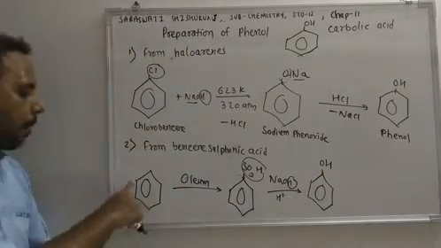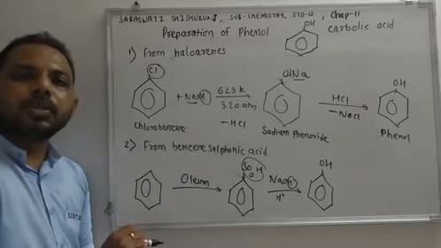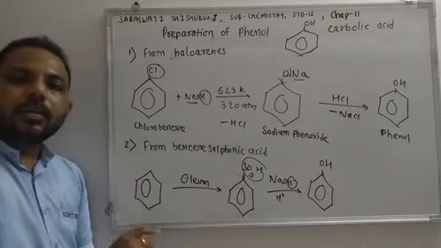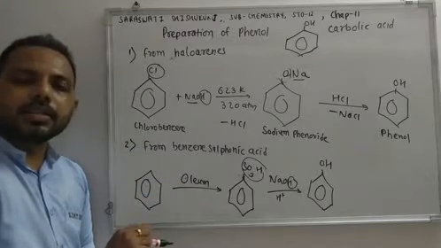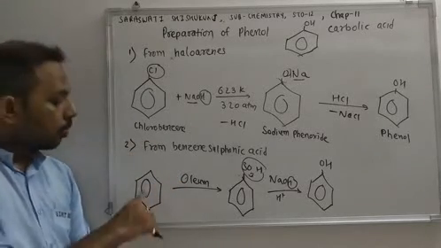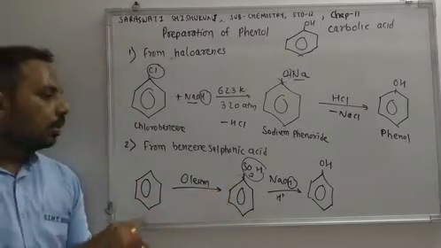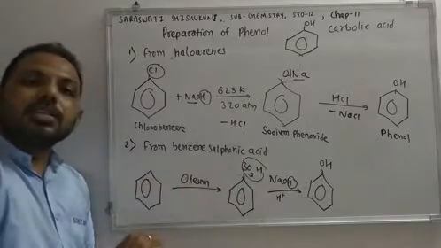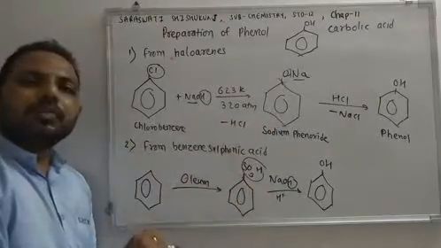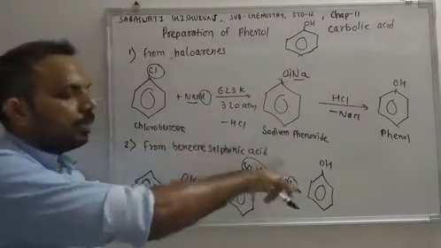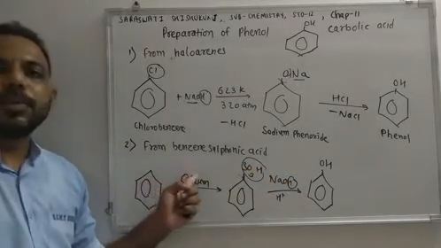Again, benzene reacts with oleum. Oleum is a highly concentrated form of sulfuric acid. So we are reacting benzene with sulfuric acid. So this is a sulfonation reaction. Benzene plus sulfuric acid or benzene plus oleum will form benzene sulfonic acid. Benzene sulfonic acid reacts with NaOH and forms sodium phenoxide, and by the acidification of sodium phenoxide we will get phenol. So this is the second reaction for the preparation of phenol.